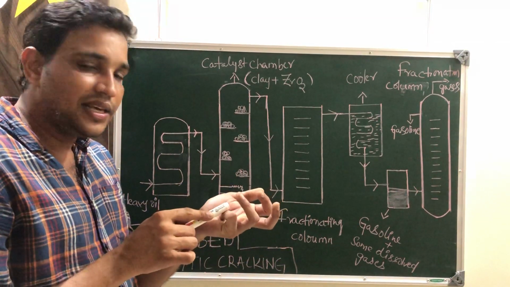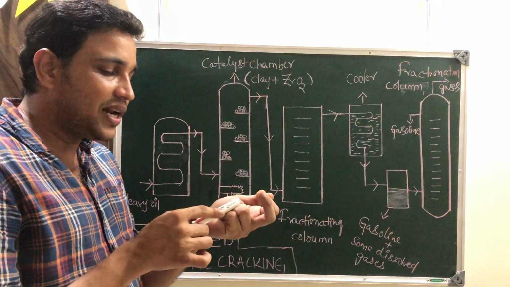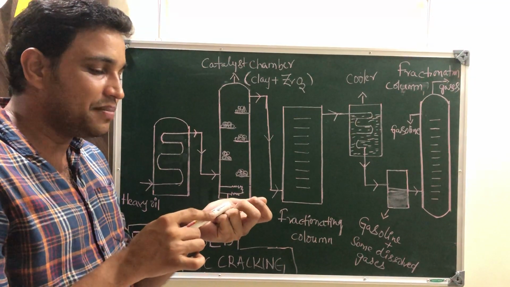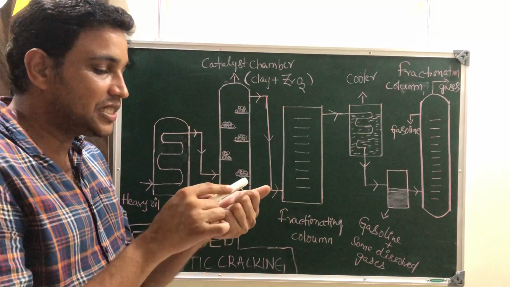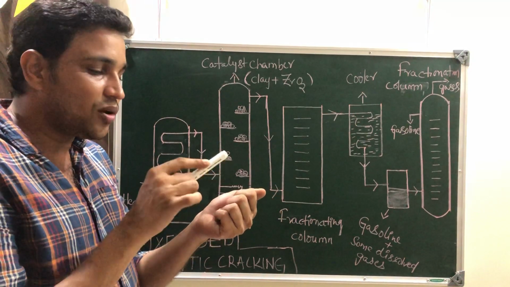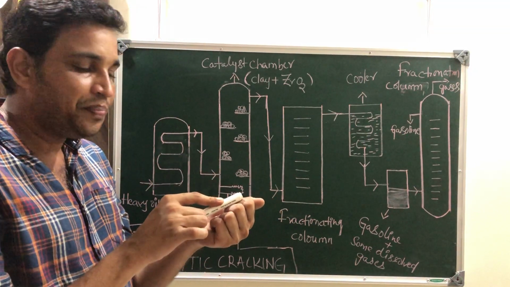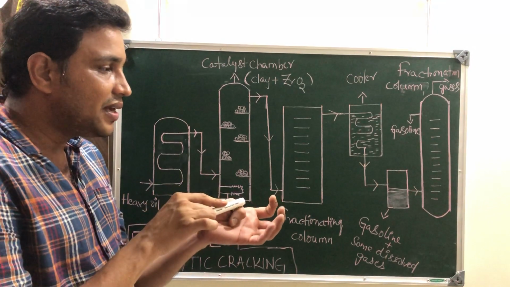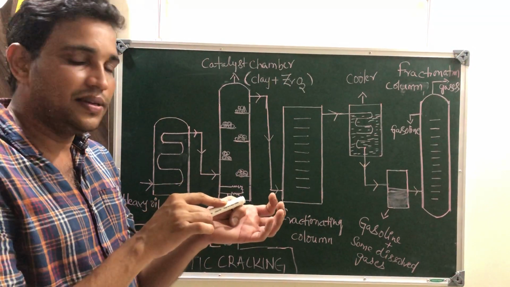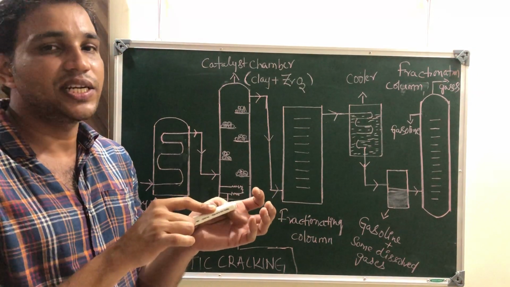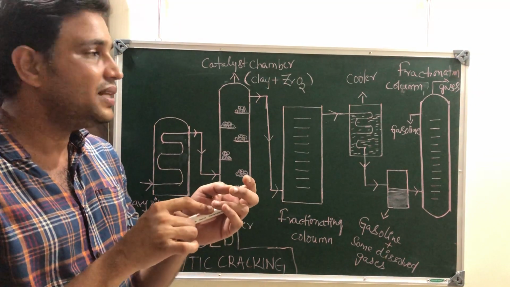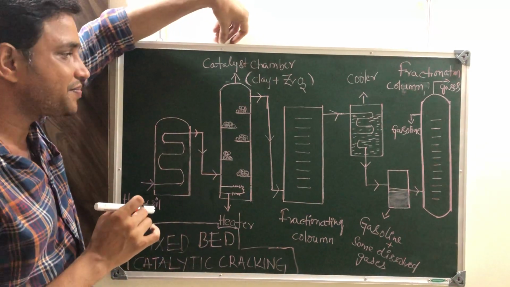One is the heavy oil feeder. The other one is the catalyst chamber. Next one is the fractionating column. Next one is the distillation cooler. The other one is the heavy oil collector. Gasoline collector. The final one is the fractionation column again. Right? Let us see the process.